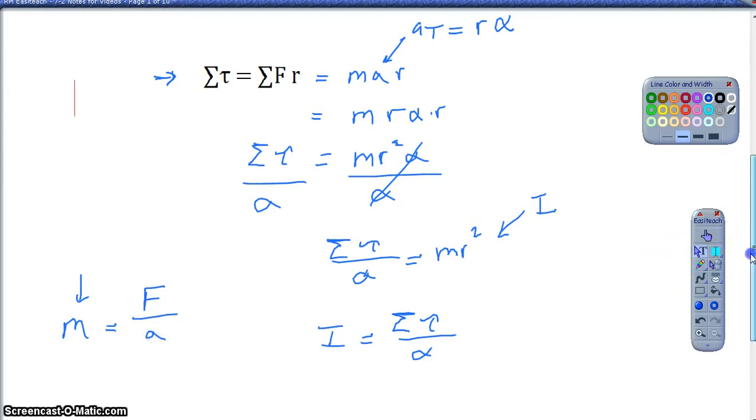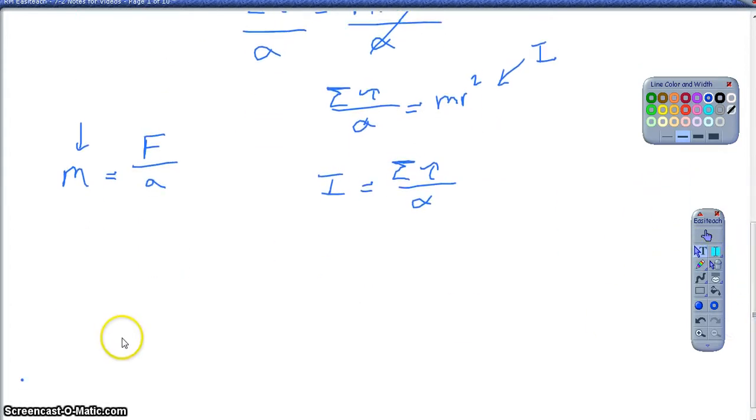So we do want to be comfortable with this notion of moment of inertia. We want to make sure we're comfortable with the moment of inertia for an object being m r squared, and then how I can use that to relate to forces or to masses or whatever I may be using.